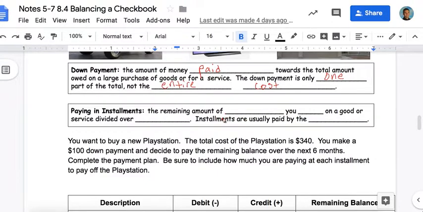So paying in installments is the remaining amount of money you owe on a good or service divided over time. Installments are usually paid by the month. So you'll get a monthly bill. Okay, let's look at how this works.